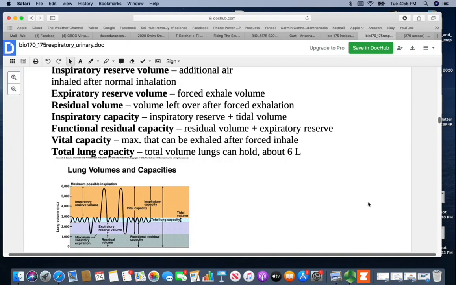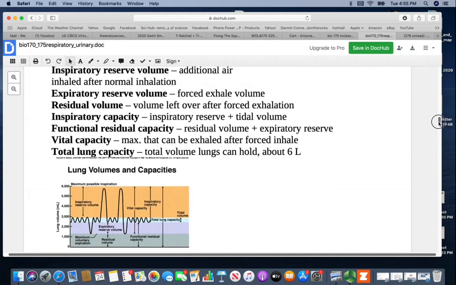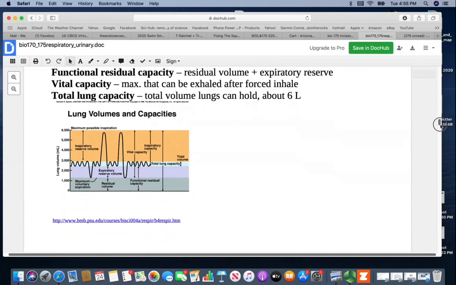So the total lung capacity is going to be the total volume the lungs can hold. And that comes out to be about 6 liters between the two lungs. So if you're looking to kind of get an idea, if you think of just the typical water bottle that you would get out of a vending machine, those will usually hold about a half a liter. So that will kind of let you visualize how much is 6 liters in the lungs.